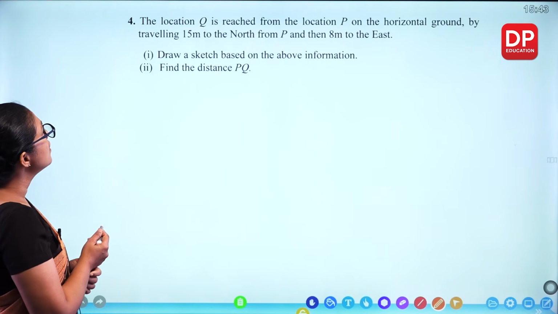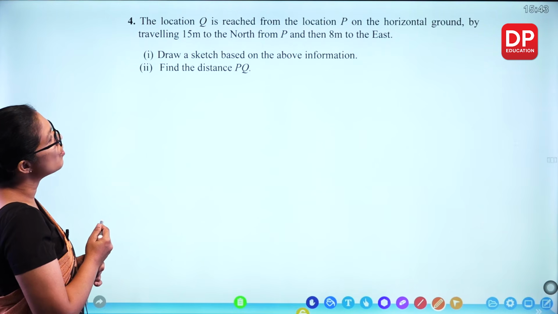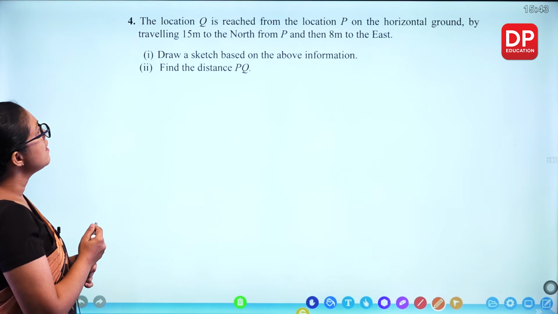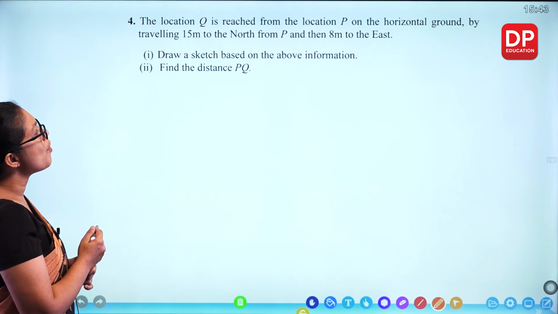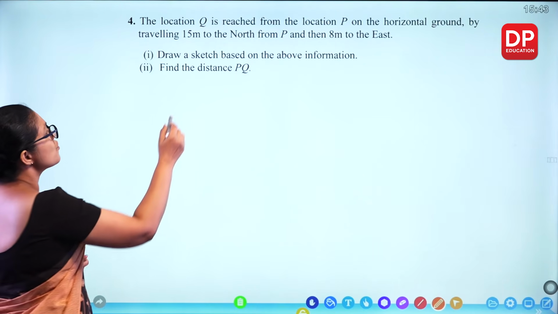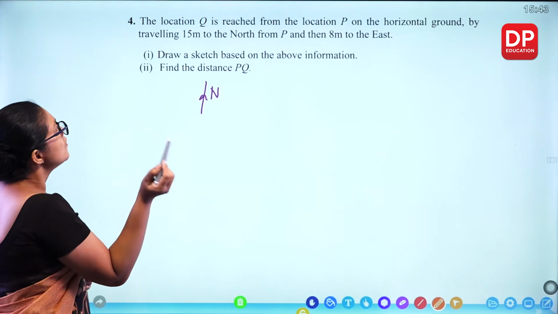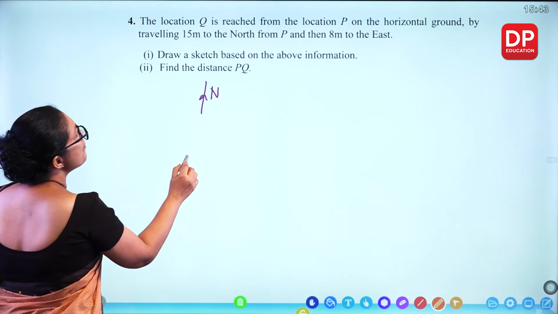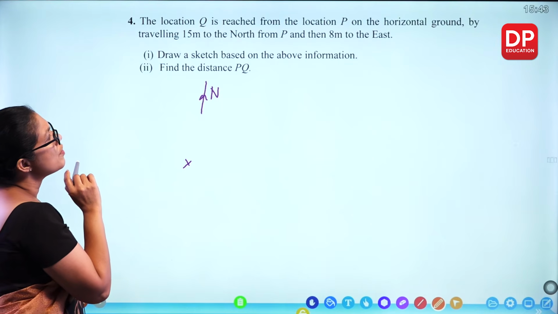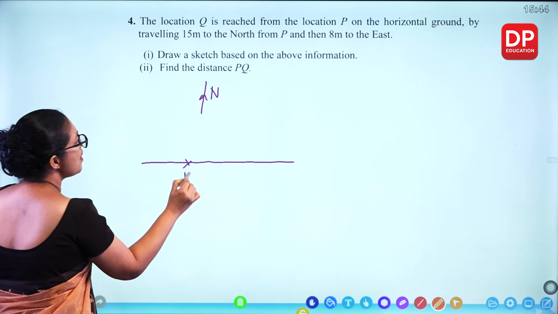Question number 4. The location Q is reached from the location P on the horizontal ground by traveling 15 meters to the north from P and then 8 meters to the east. So normally we take north as up. So there's a position there, location P on the horizontal ground. So if this is the horizontal ground, P is here.